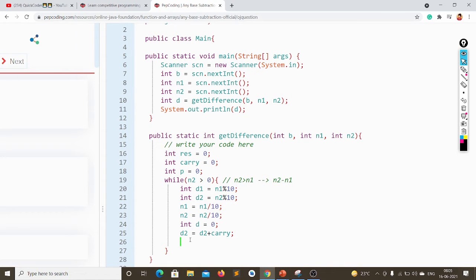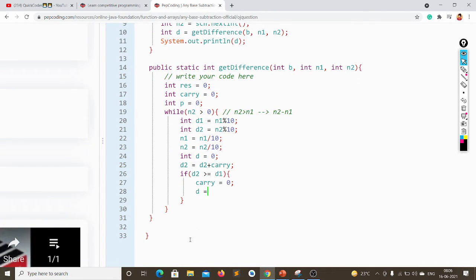Okay, d2 plus carry. If my d2 is greater than or equal to d1, then no need of carry, my carry will be 0 here, and my d will be d2 minus d1. Else, my carry will be minus 1, and my d will be d2 plus my base minus d1.